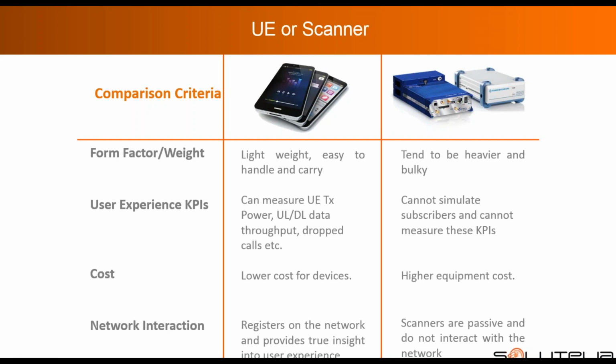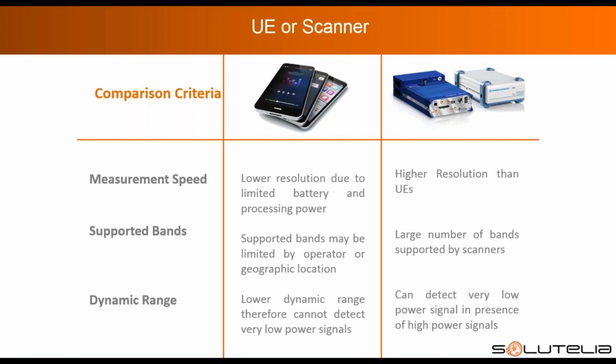Since UEs have a limited processing power and battery life, the rate at which they collect data, in a sense, the number of data points it collects per second, is low in comparison to scanners. Scanners, on the other hand, are calibrated to collect data at a much higher resolution than UEs can.